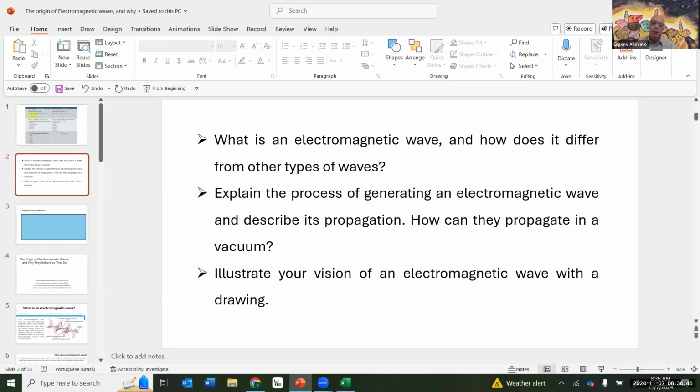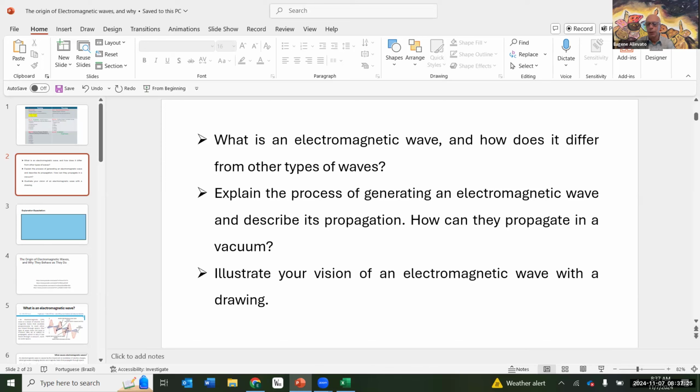And a way to understand this is how the electromagnetic wave is created. When you think about how the electromagnetic wave is generated, you start understanding why the electric and the magnetic field go together. It's part of the wave. So how they propagate in vacuum is a very abstract concept.